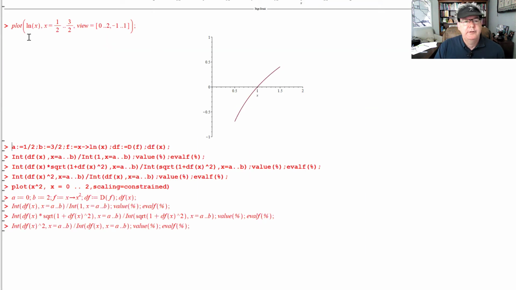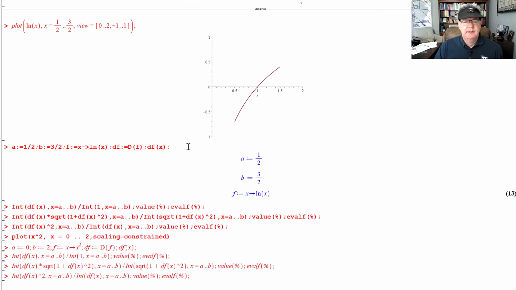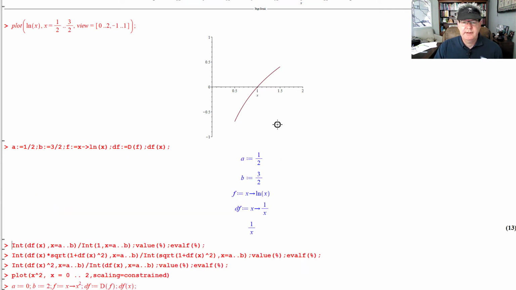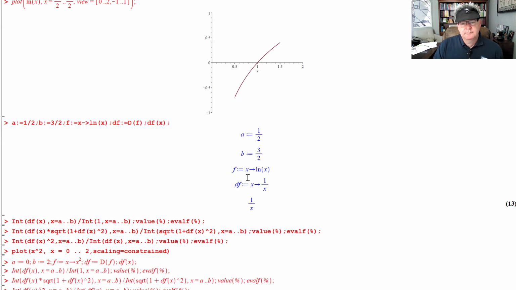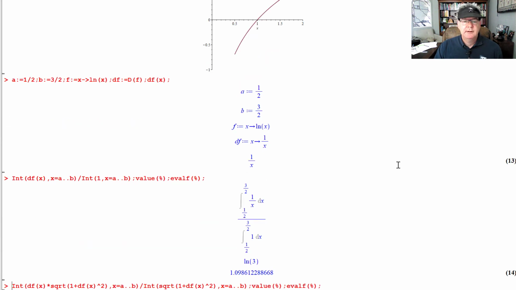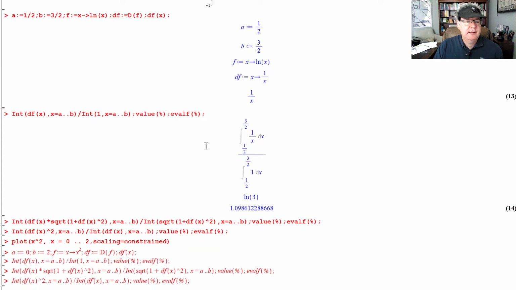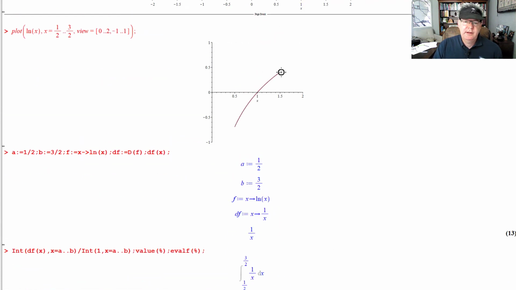In fact, here's a little piece of natural log x from 1/2 to 3. I played around with different endpoints, but with a and b being 1/2 and 3/2 as I have above. Here's f of x, here's dx, 1 over x. And so I can do the x average. You just integrate f prime dx and divide by the integral of 1 dx. And you get log 3, which is the change in y over the change in x.